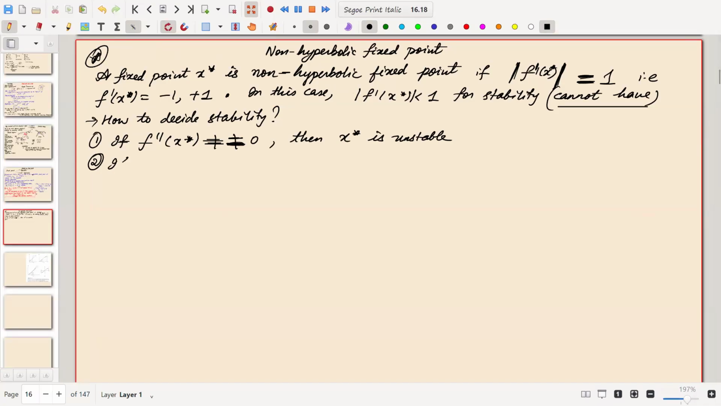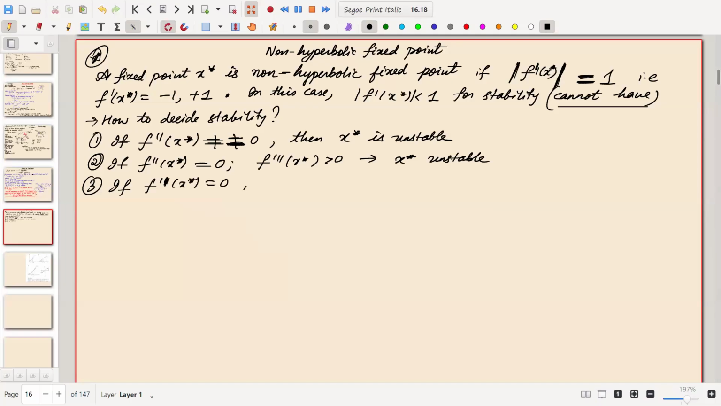Now, if the double derivative is equal to 0, then there is a deciding factor: if the triple derivative is greater than 0, then it is unstable. Got the idea? I'll break it down soon. And the third condition: you will ask whether it is always unstable, when is it stable? It is stable when the double derivative is equal to 0, but the triple derivative at x star is less than 0. Then x star is stable.